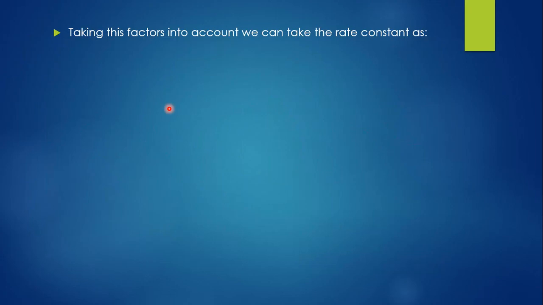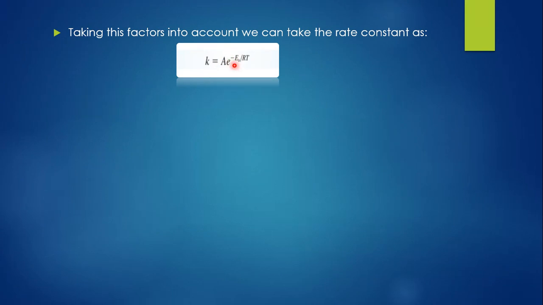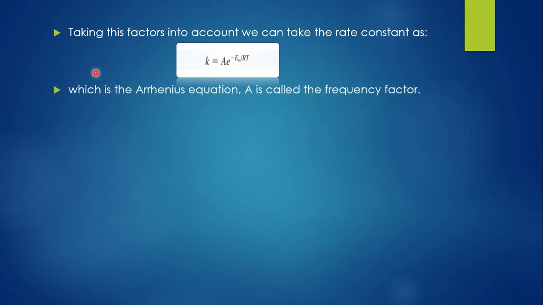Okay, now let's look at this part. Taking these factors into account, we can take the rate constant as this. The rate constant is equal to A e to the power negative Ea, the activation energy, over the gas constant R and the temperature T. I'll explain more about this. This equation is the Arrhenius equation, where A is called the frequency factor, Ea on top in the power is the activation energy over the gas constant, T is the temperature, and K is the rate constant.